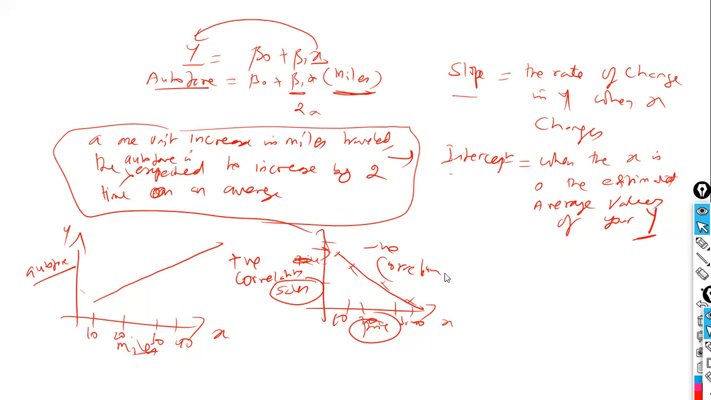So this is called your negative correlation. But still, there exists a relationship between these two variables. As the price increases, the sales decreases in this case. Whereas in the earlier case, as the miles increase, the fare is increasing. Both of them are going in the same direction, but here it is in the opposite direction. This is called your negative correlation. Negative correlation, positive correlation.